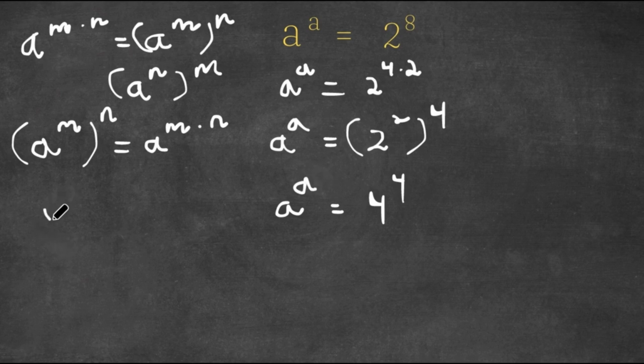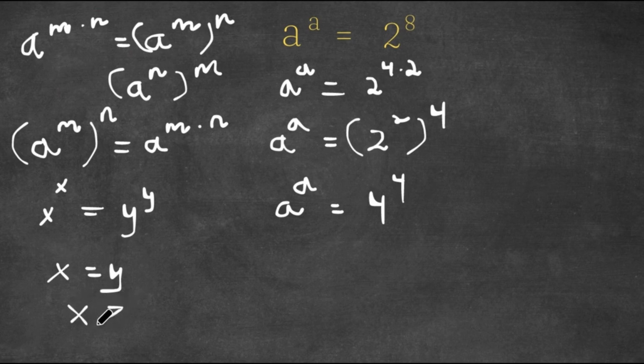Now, if we have something in the form x to the power of x is equal to y to the power of y, this means that x is equal to y as long as x is greater than or equal to 1. So in this case, a is equal to 4.